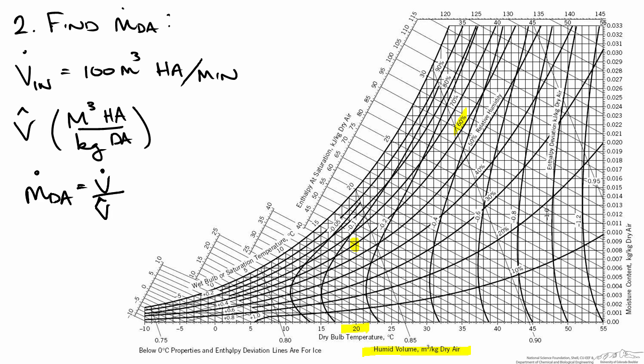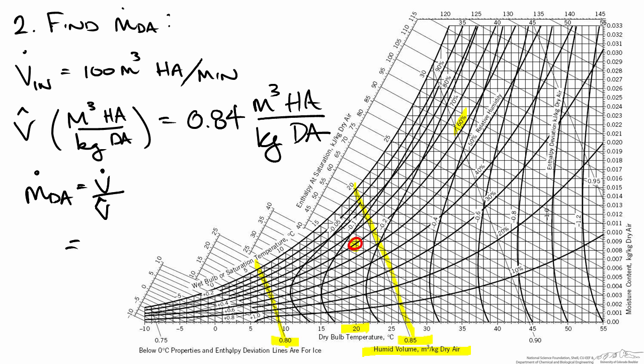We know the inlet is 20 degrees C and 60% relative humidity, which is represented by this point on the humidity chart. And we can get the humid volume at this point by looking at the steeper of the set of diagonal curves. And there's only a couple of them. So we're somewhere in between 0.8 and 0.85 meters cubed per kilogram of dry air. So we're pretty close to the 0.85 line. I'll use a value of 0.84 for the humid volume.